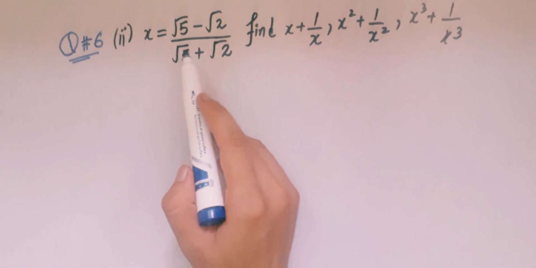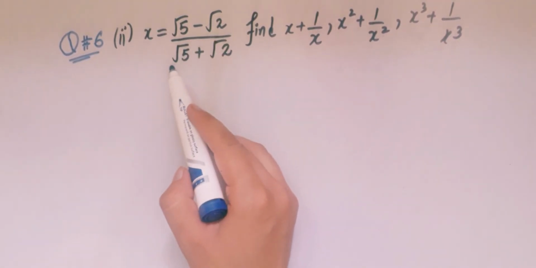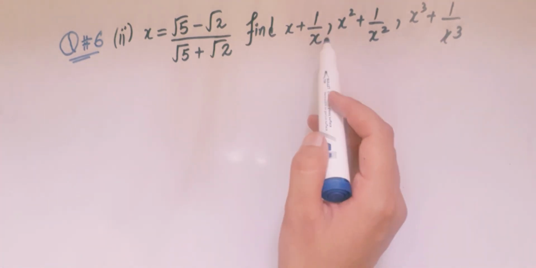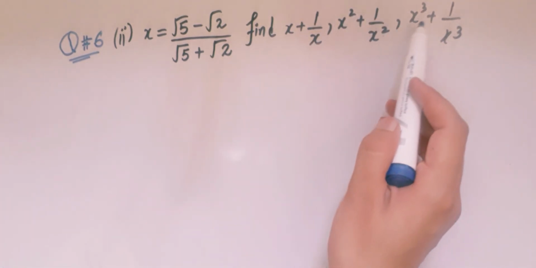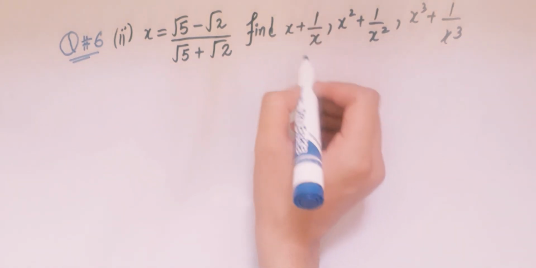In the second part, we have x is equal to square root of 5 minus square root of 3 by square root of 5 plus square root of 3. Find x plus 1 over x, x square plus 1 over x square, x cube plus 1 over x cube. First of all, we will find 1 over x.